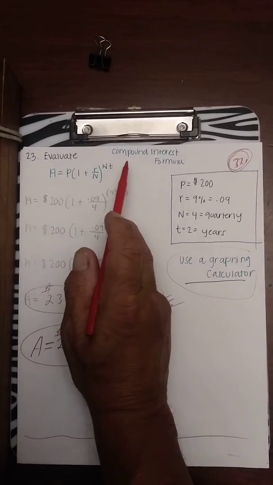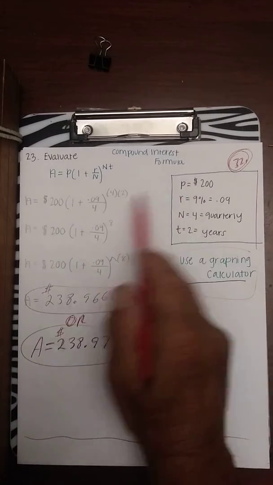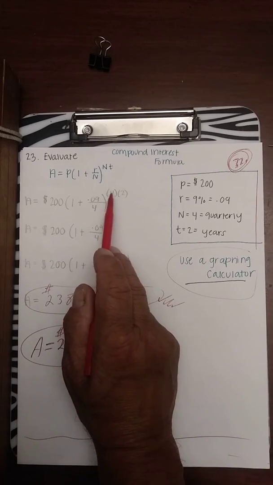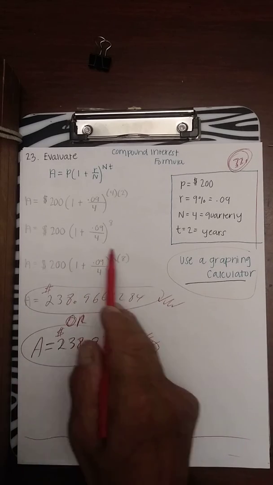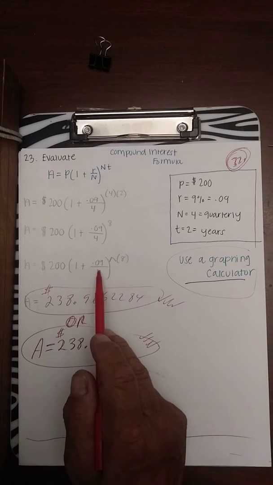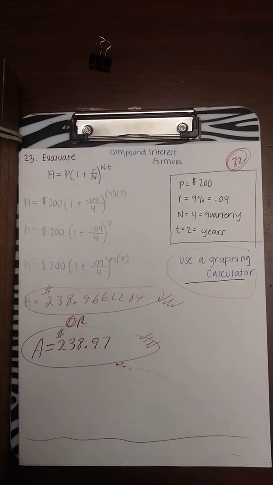Evaluate this compound interest formula. Put the numbers in there: 200 times 1 plus 0.09 over 4, to the power of 4 times 2. 4 times 2 is 8. Now put this into your graphing calculator. 200 times 1 plus 0.09 over 4 to the power of 8 will give you this number, which you can round to 238.97.